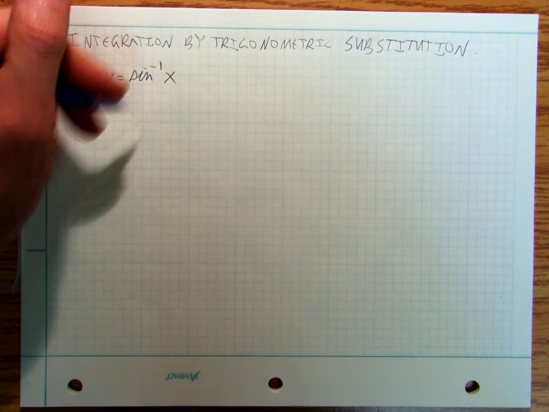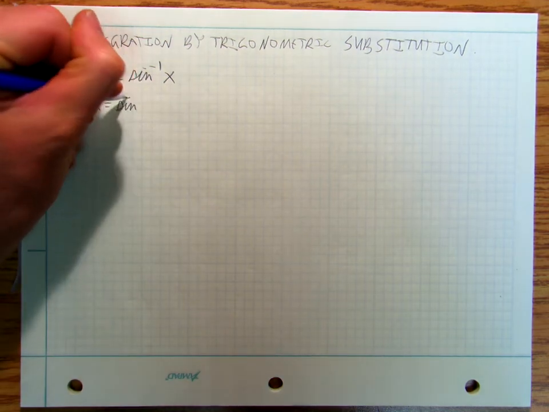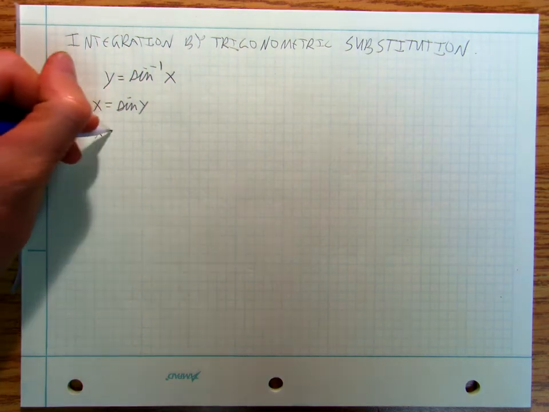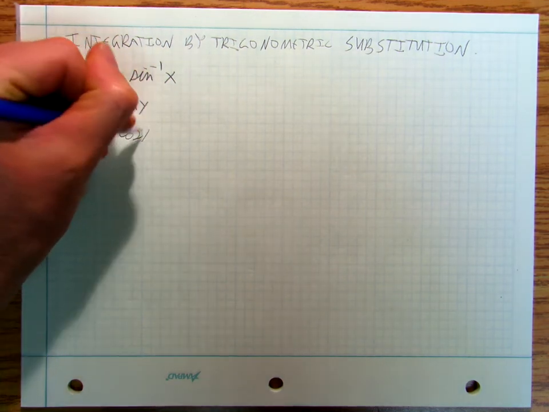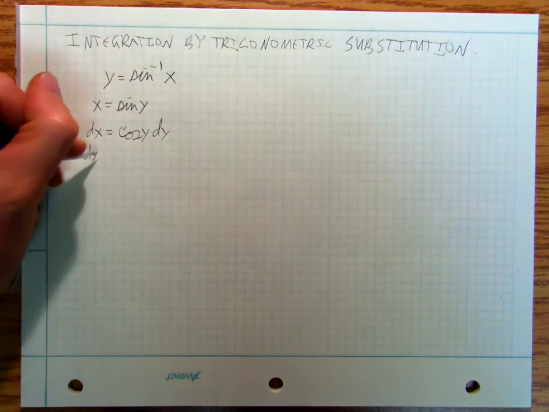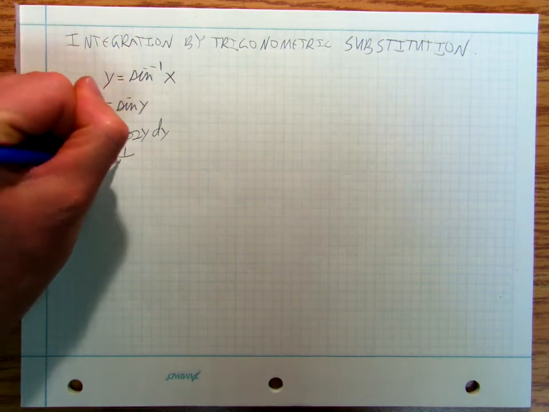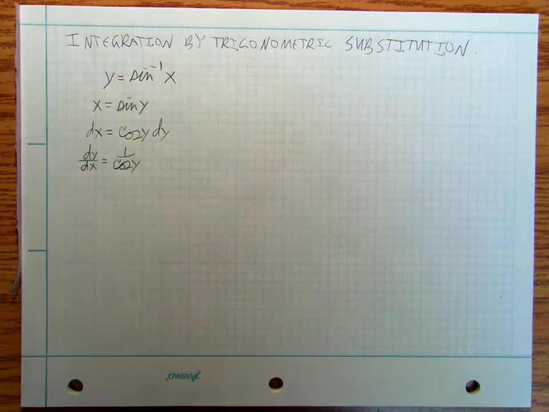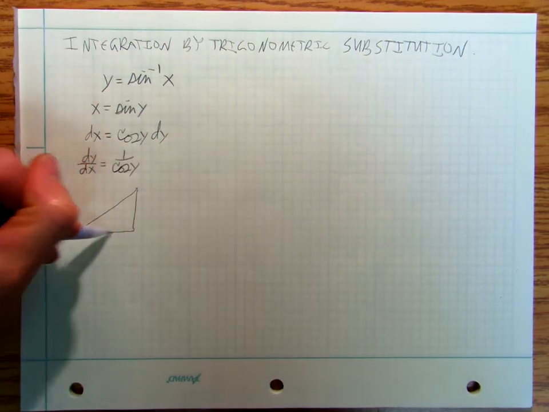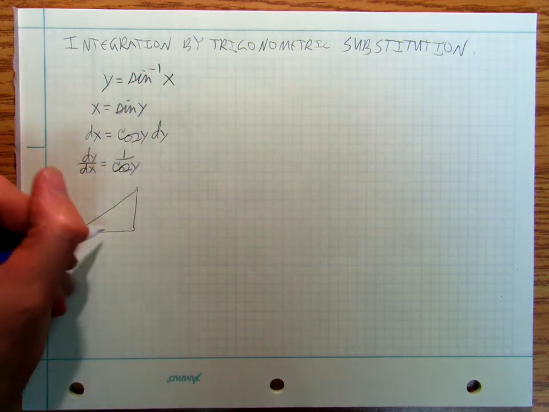And what we did is we said, well, let's just change that around to x equals sine y. And then let's do dx equals cosine y dy. And then we can say dy dx is equal to 1 over cosine y. And then we make a little triangle and we go, oh, so y is an angle.